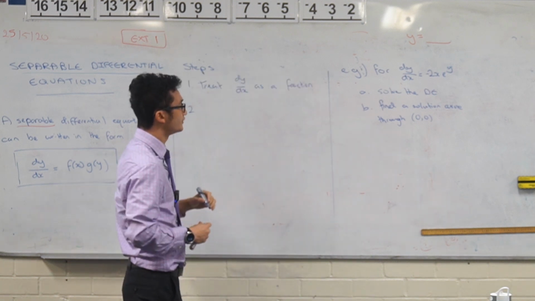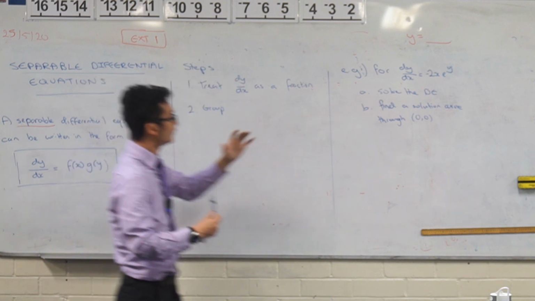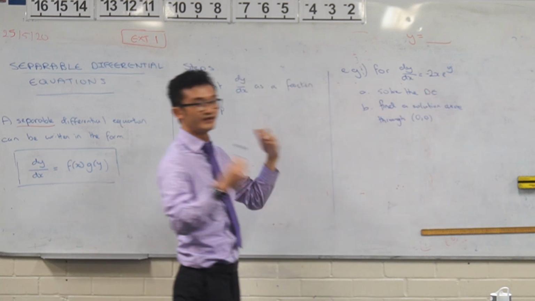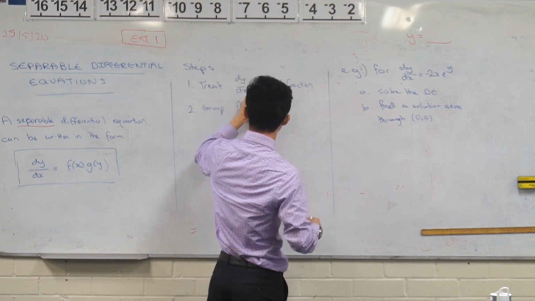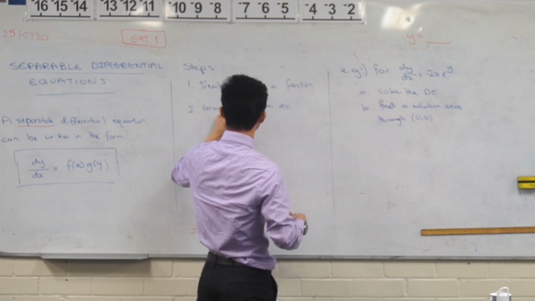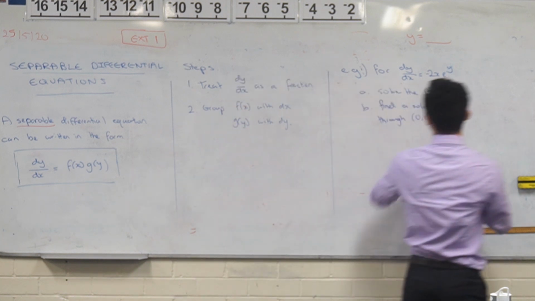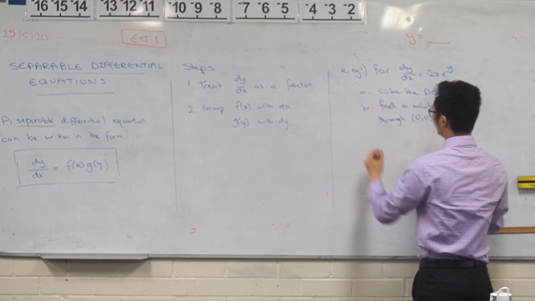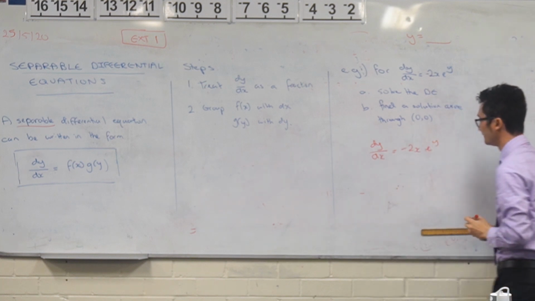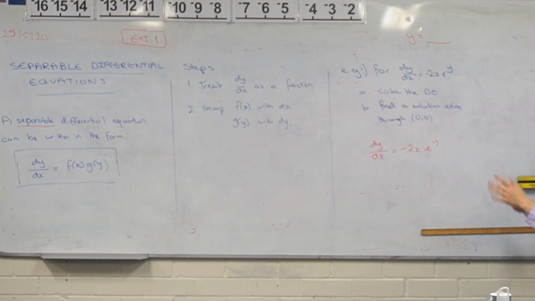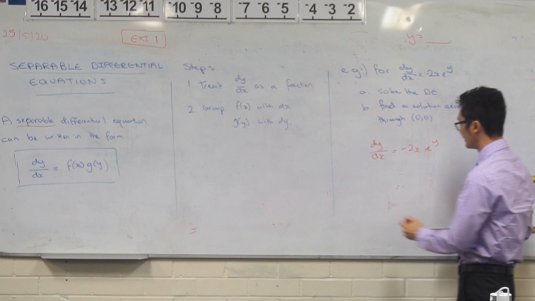And then what we do with that is we group. Because when you think about your integration, you want to have dx with your x variables and dy with your y variables. So we group f of x with dx, and we group g of y with dy. So what that's going to look like over here is, if I've got dy dx is equal to negative 2x e to the y, I'm going to try and rearrange this algebraically so that I have the two together. Typically that means multiplying both sides by dx.